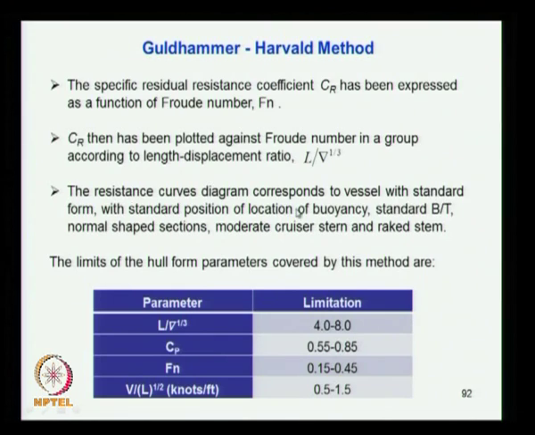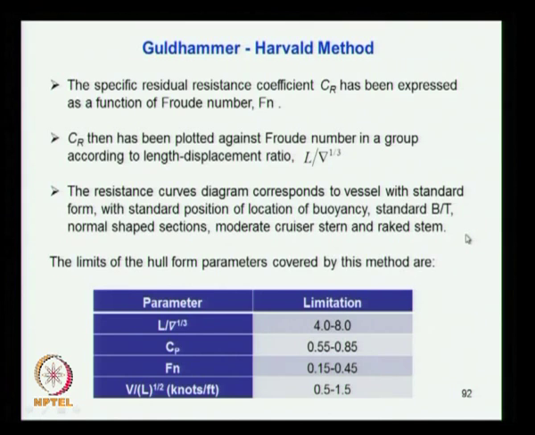The resistance curve diagrams correspond to vessels with a standard form, as all the tests have been done within a standardized form. The tests have been done for a standard position of LCB, the location of buoyancy, then a standard B by T, the shape taken as normal section, and cruiser stern taken as moderate. It does not consider transom stern here; it considers a cruiser stern which is a moderate shape, and a raked stem. These are the values which are used for the preparation of the models, and such models have been tested and the data have been obtained.